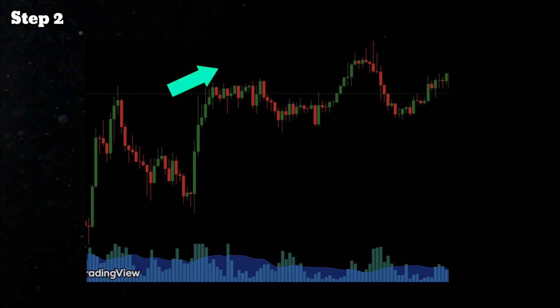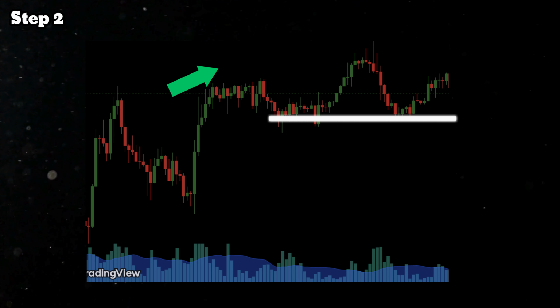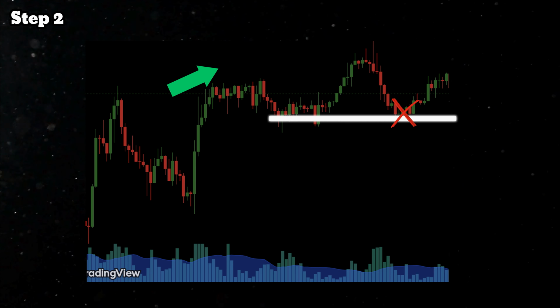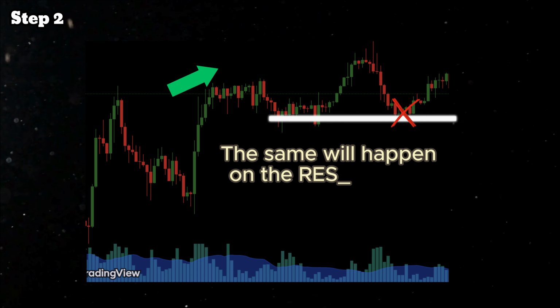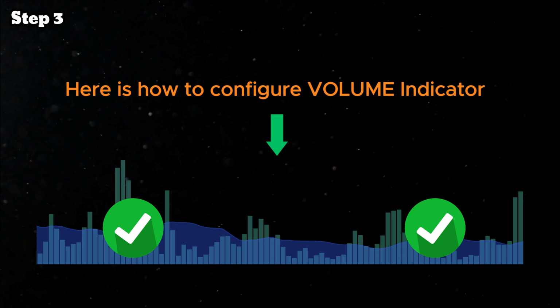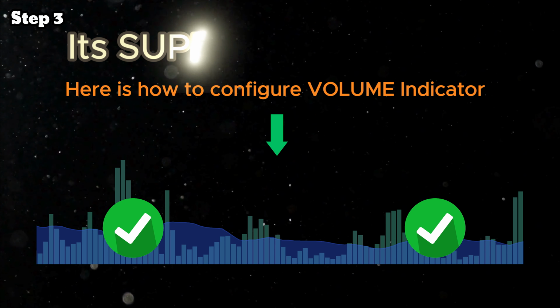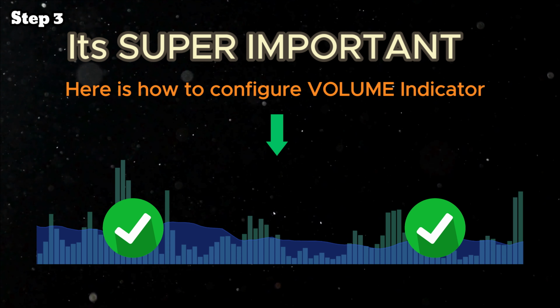Since in our case we are dealing with an uptrend, then we are going to look for the nearest support area where we expect the trend to pause and stall, then reverse and continue in our direction, which is up. And if it breaks the support, then the uptrend is over, and the same will happen on the resistance for the downtrend. Now let me show you the correct way to configure the volume indicator in order for you to get accurate results, as this is super important in trend continuation.